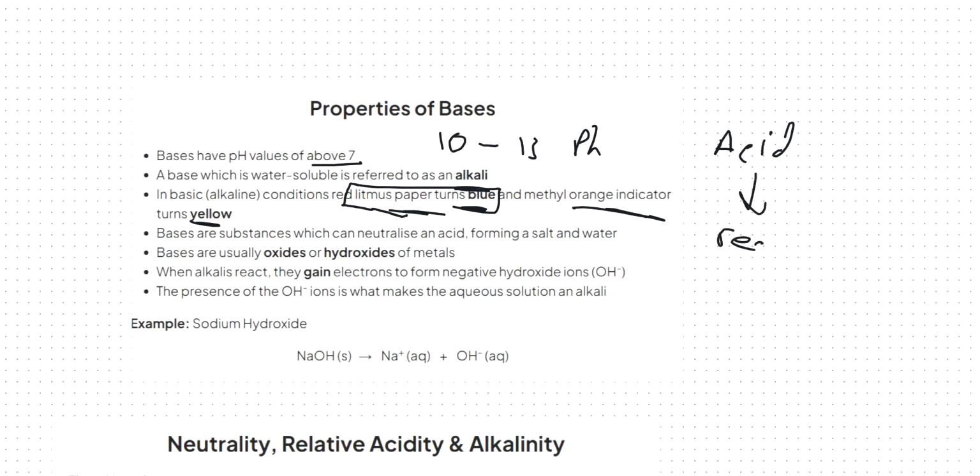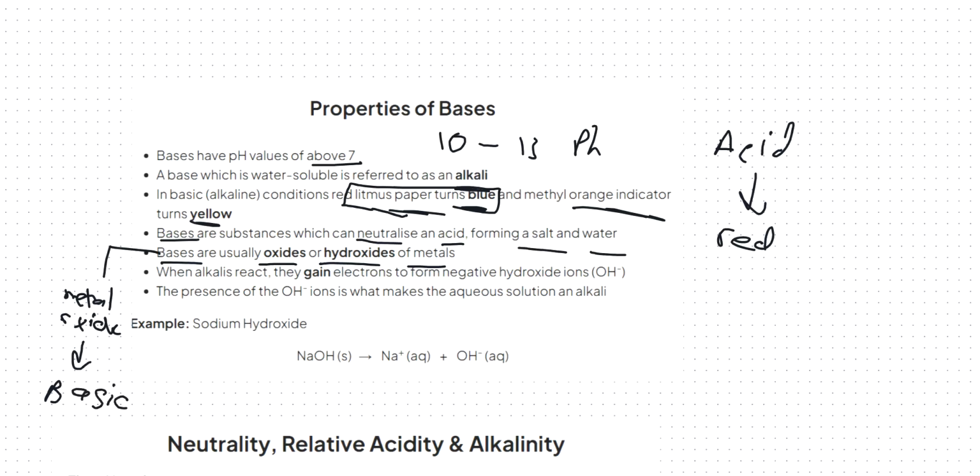And bases are substances which can neutralize an acid, forming salt and water. And yeah, so this is the revision. Bases are usually oxides or hydroxides of metals. I told you metal oxides are basic, and non-metal oxides are acidic. So when an alkali reacts, they gain electrons to form negative hydroxide ions. The presence of the hydroxide ion is what makes the aqueous solution an alkali.